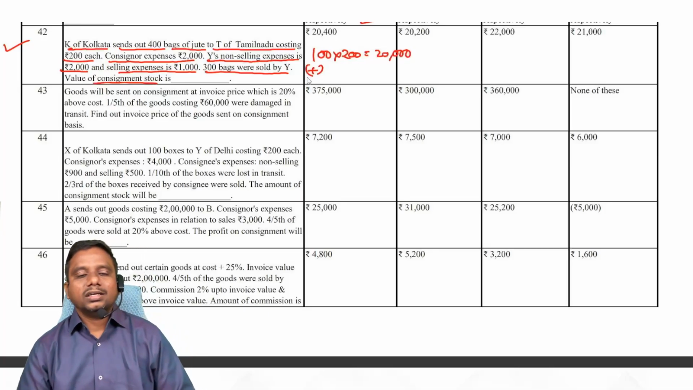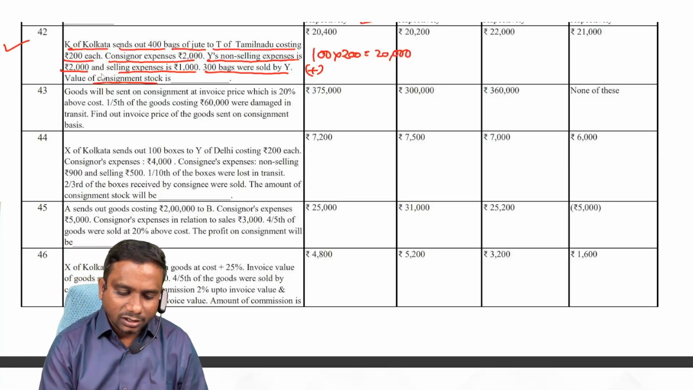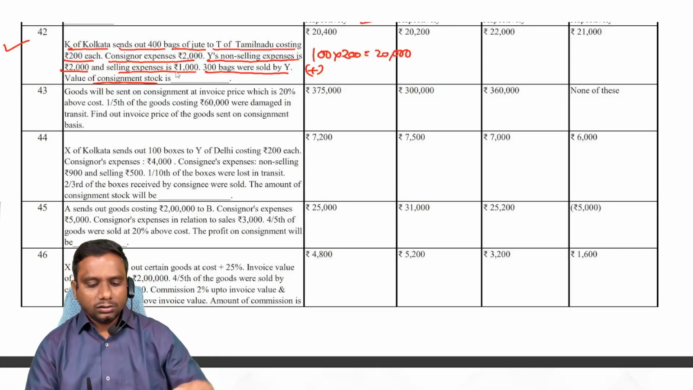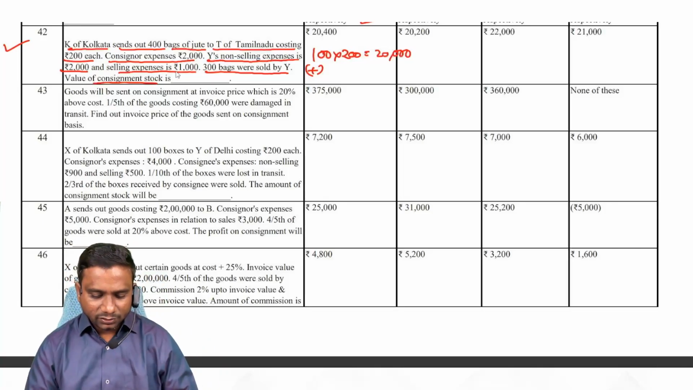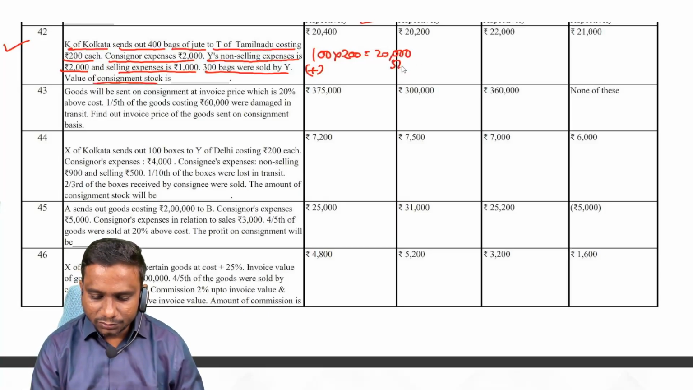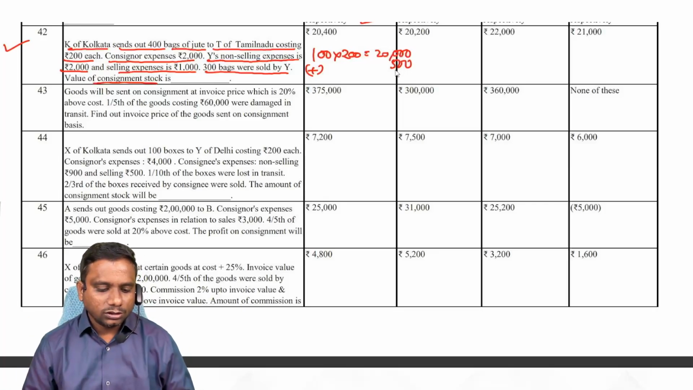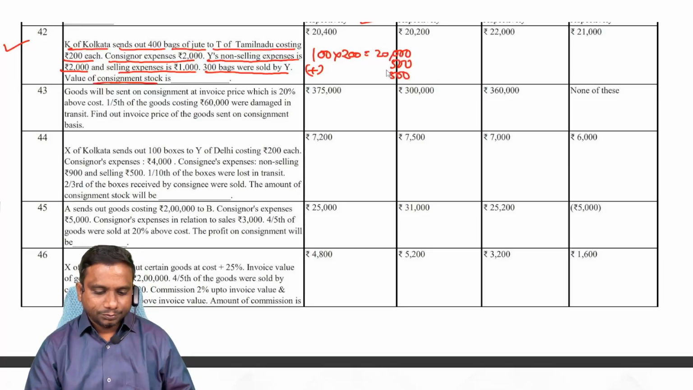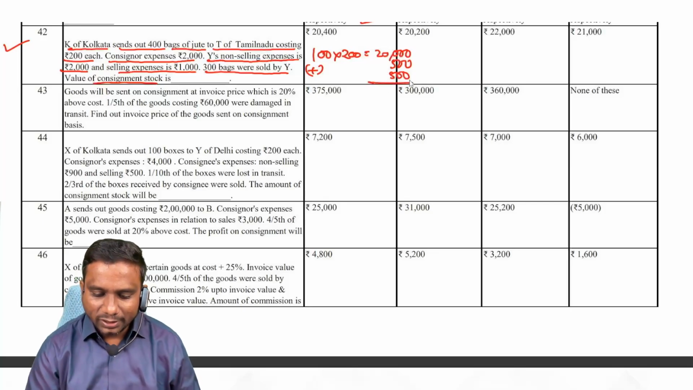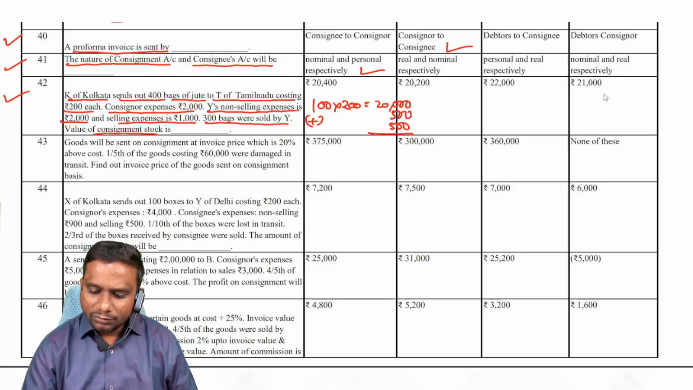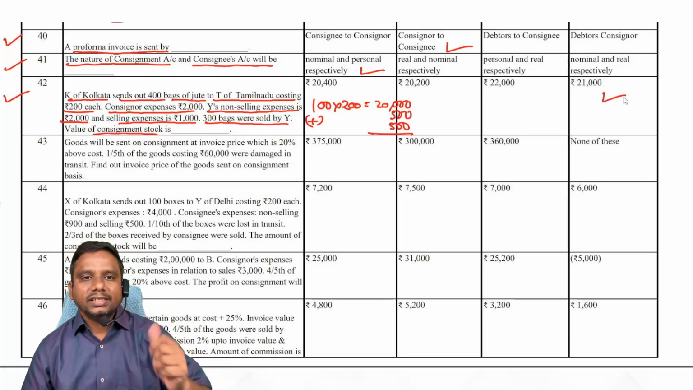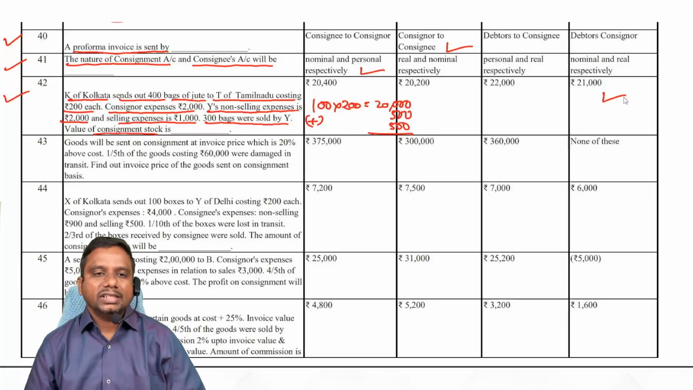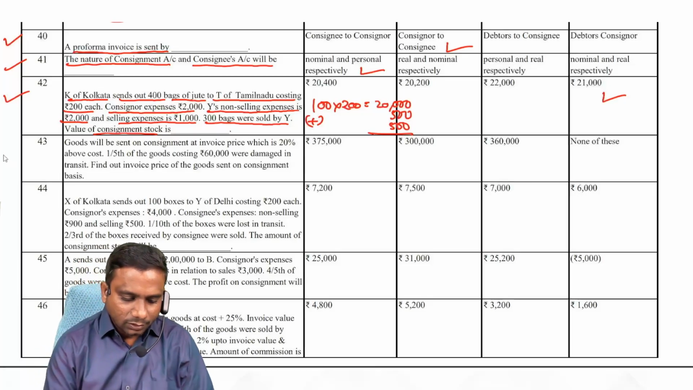Now here we have to add consignor's non-recurring expenses. Consignor incurred 2,000 rupees on 400 bags. Now on 100 bags how much? 100 by 400, so it is 500 rupees. Now consignee also incurred 2,000 rupees expenses, no? So same 500 rupees. Total 21,000. So 21,000 is your answer, students. Don't add selling expenses. Is it clear, everybody? Yes, that's it. Next one.